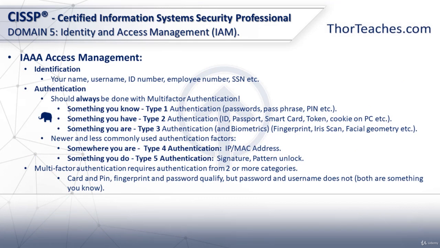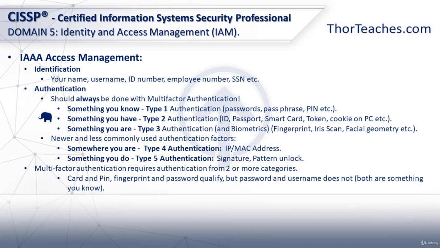The I of the IAAA model is pretty simple. Identification. That can be your name, your username, your ID number, your employee number, social security number. Or it could just be say, hey, I'm Thor. Then the access control system is going to come back and say, hey, prove you're Thor, which we do with the authentication. And we really should always use multi-factor authentication.